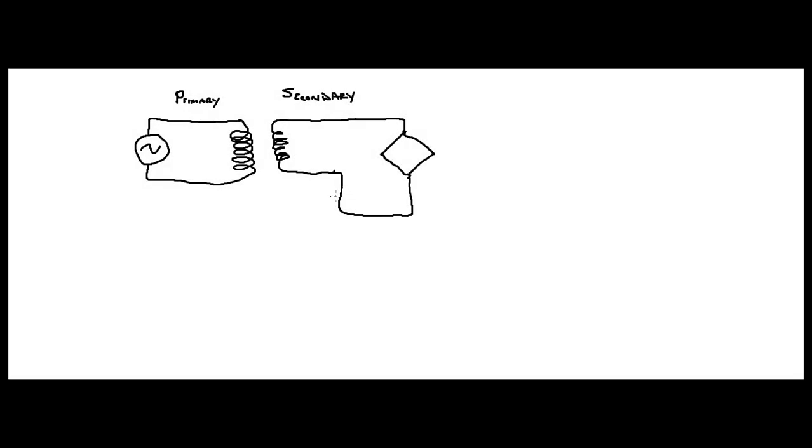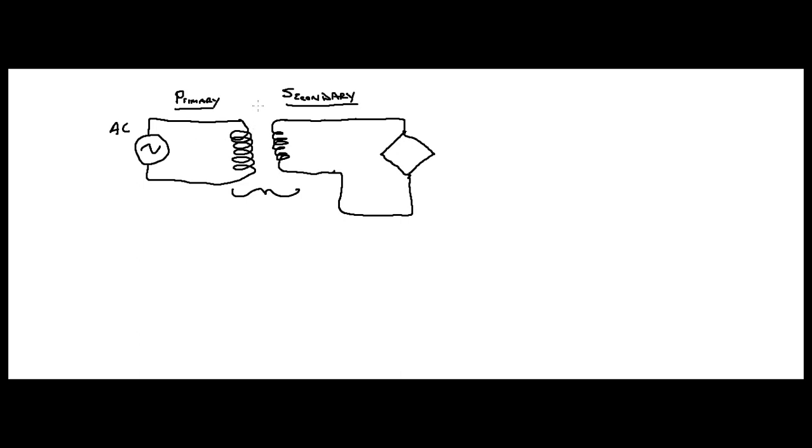Alright everybody, so what I've done here is I've started drawing a circuit for you. Obviously this right here is a transformer with the primary side on the left and the secondary side on the right. Alright, here's your AC voltage for your primary.